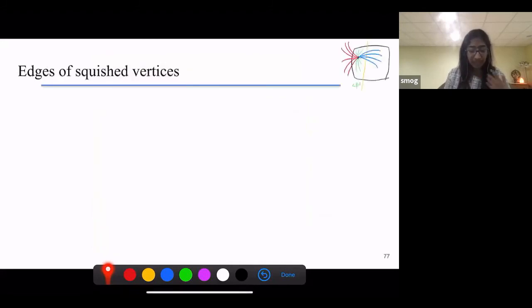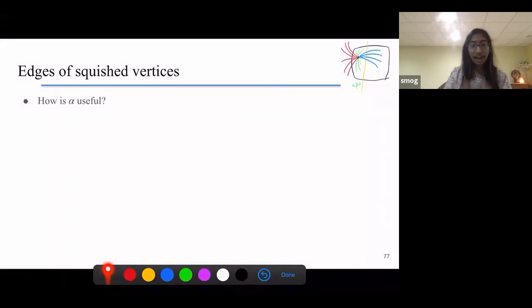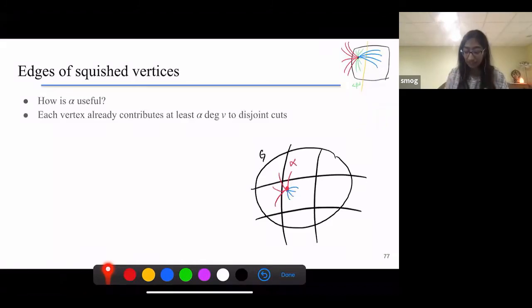And we want to know, how is that useful? Because remember, we want to count the total number of edges coming out of squish vertices, because that is an upper bound on the number of edges that we haven't counted yet, right? The number of edges that we need to pay for in bulk. So we need to know how alpha helps us do that. It helps because now we know that each squish vertex has already contributed alpha of its edges to the disjoint cuts that we counted before.